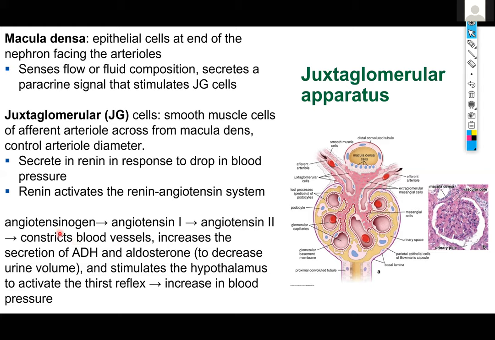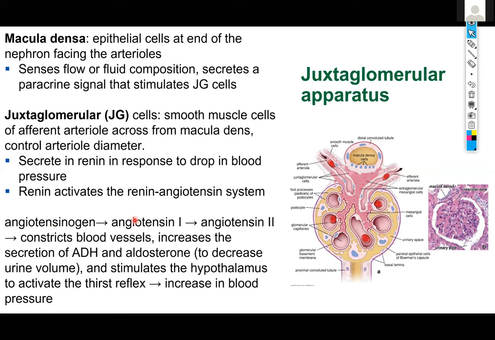So here's how this works. Renin comes from the kidney, hence the prefix ren. Angiotensinogen, which is a precursor hormone, is converted to angiotensin 1. Angiotensin 1 is converted to angiotensin 2, and this is actually the process that's completed in the lungs. So angiotensin converting enzyme, or ACE, converts angiotensin 1 to angiotensin 2. And angiotensinogen is produced by the liver.